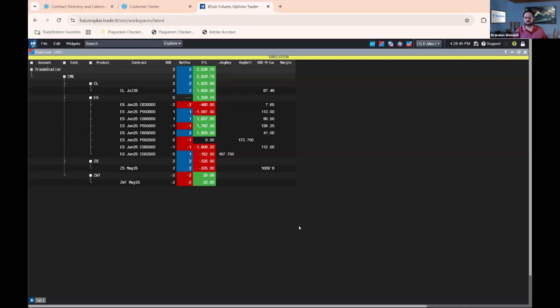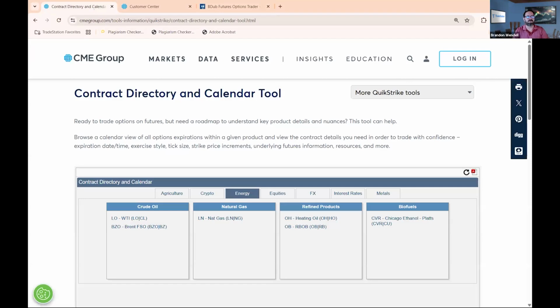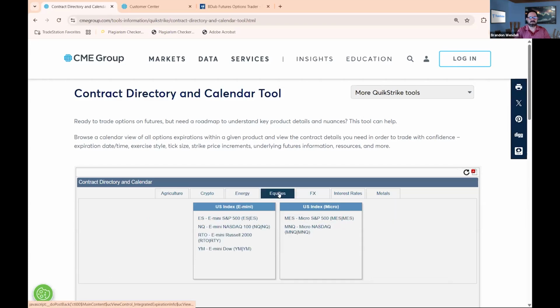As a matter of fact, one of the tools you could use, I have it open right here, is the contract directory and calendar tool. If you go into the CME Group, you have to create a free account to use these quick strike tools, but you can create that account. You click on the little person right there or go to log in and create an account. Then if you click on the little spyglass there and type in contract directory, you'll get to this page. So I mentioned the equity markets. I click on equities.